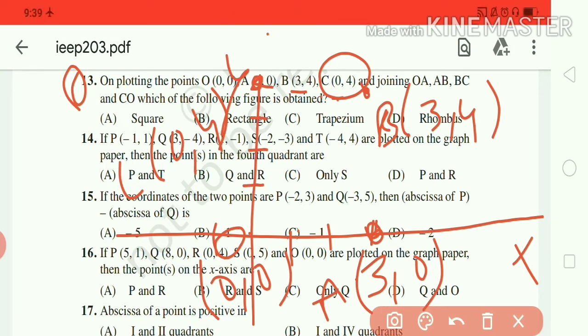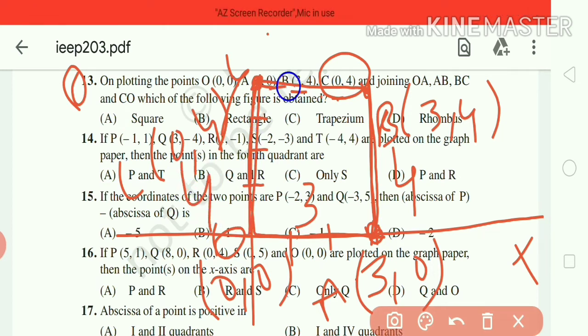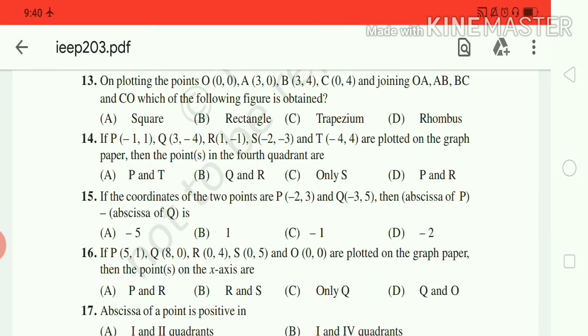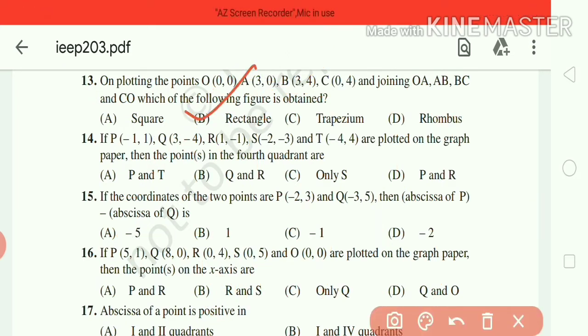Now let us join these. Now what is the name of this figure? As you see, the distance here is 3 units, the distance here is 4 units, the distance here is also 4 units, and the distance here is also 3 units. So opposite sides are equal. This is known as a rectangle, right? Now these points are plotted on the graph paper, then the points in the fourth quadrant are.